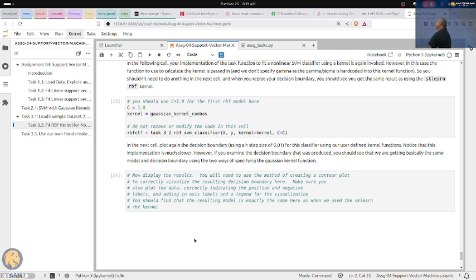Just make your grid dense enough so that you can visualize it correctly, but it doesn't have to be so dense that you're spending minutes getting your contour plotted. So that's one thing you can do to reduce your time: play around with that when you're visualizing these decision boundaries.